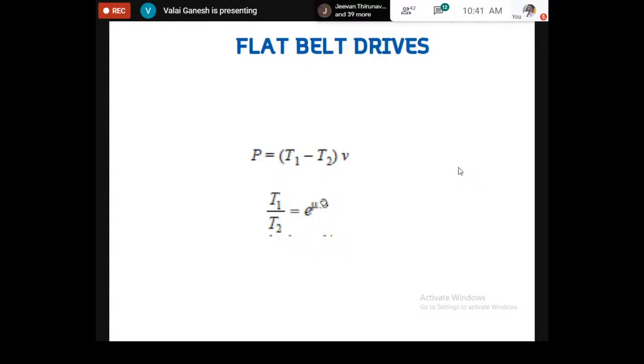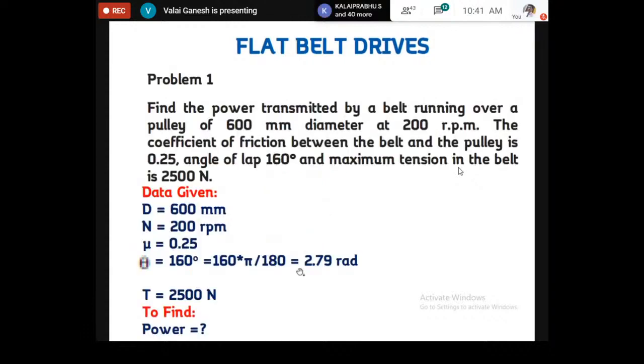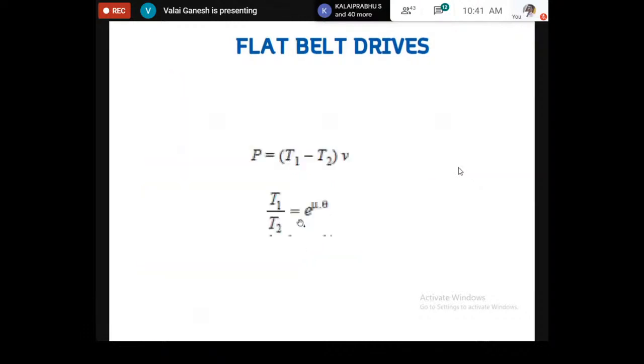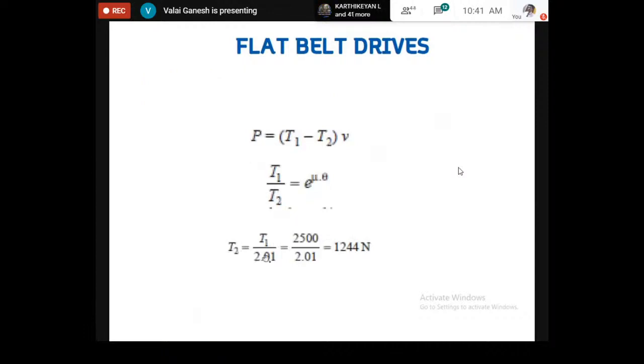In this case, there is no trigonometry function available, so we need to apply theta in terms of radian. For that purpose only, I converted from step 1 alone. Okay, so T2 equal to T1 divided by 2.01. From that equation, we are able to find T2 equal to 1244 Newton.